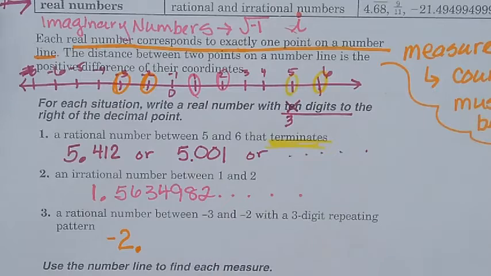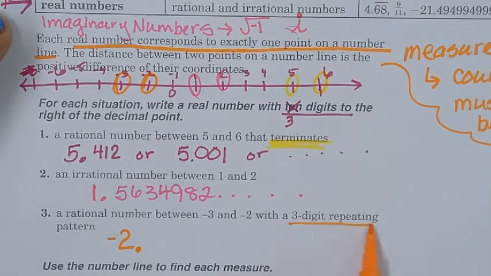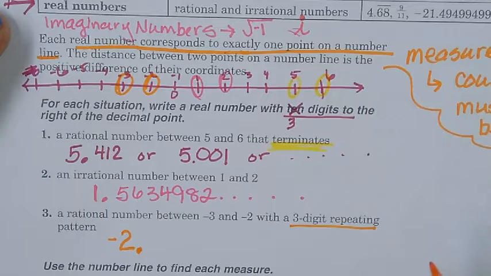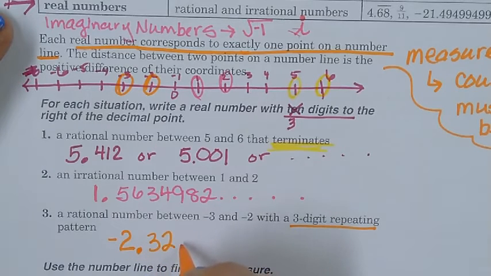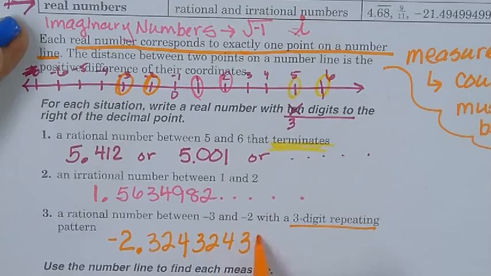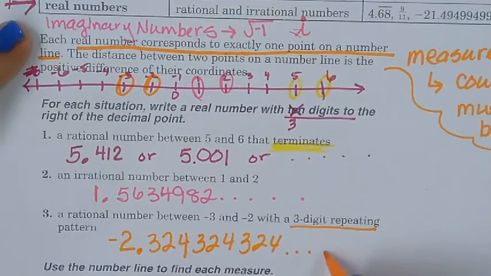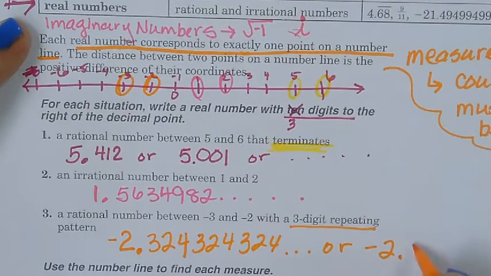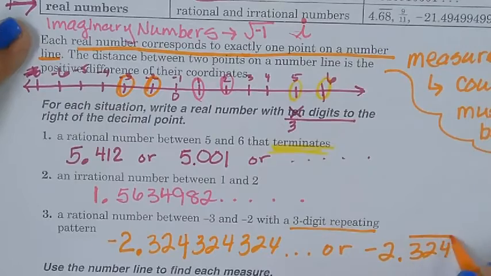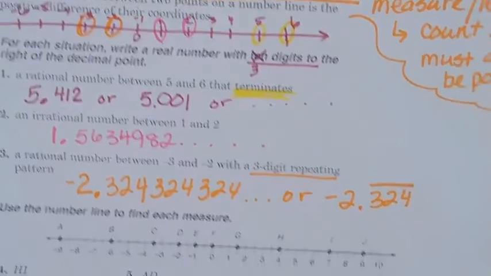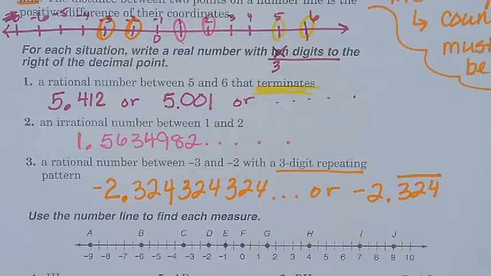And then we have to do a repeating 3-digit pattern. So give me 3 numbers. 3, 2, I want a different number than 3. 4. And then if I were to keep writing it, it would be 324, 324, ... right? Or we can write this as -2.324 and put a bar over it. That bar means it repeats. Okay, any questions on those?